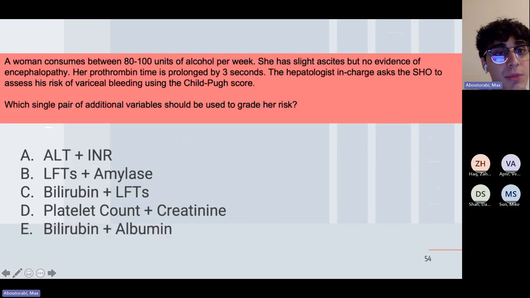A woman consumes between 80 to 100 units of alcohol per week. She has slight ascites but no evidence of encephalopathy. Her prothrombin time is prolonged by 3 seconds, and the hepatologist in charge asks the SHO to assess her risk of variceal bleeding using the Child-Pugh score. Which single pair of additional variables should be used to grade her risk?